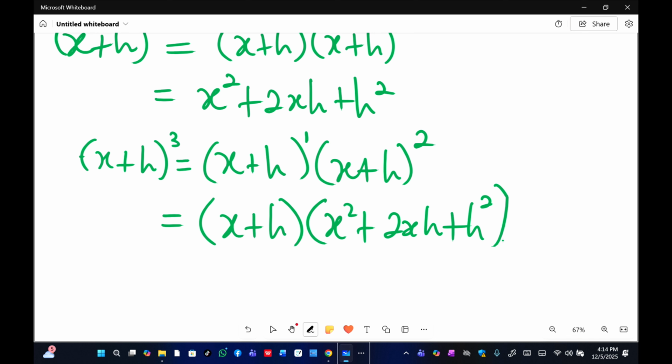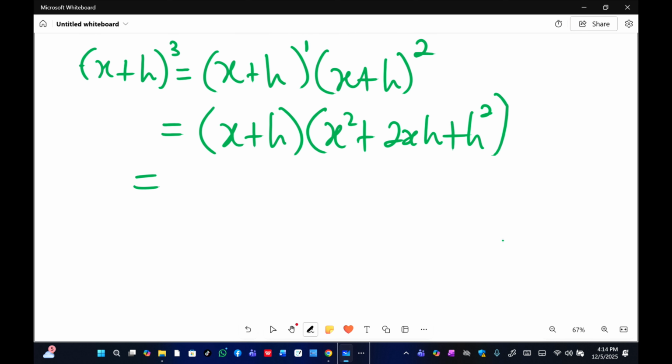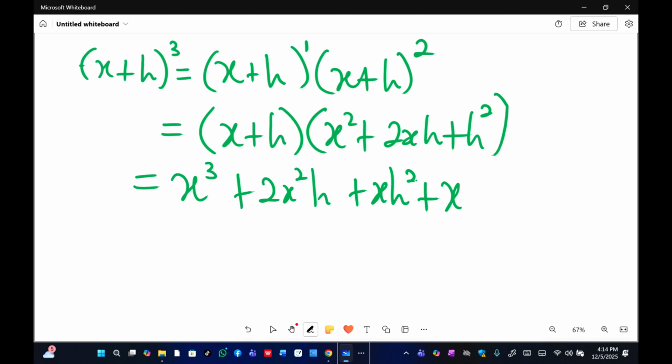So let's just expand the bracket here and see what we have. So the x will multiply all the terms in the second bracket. So we are going to get x cubed plus 2x squared h plus xh squared. Then we continue. Now we take the h to also multiply. We are going to get x squared h plus 2xh squared plus h cubed.